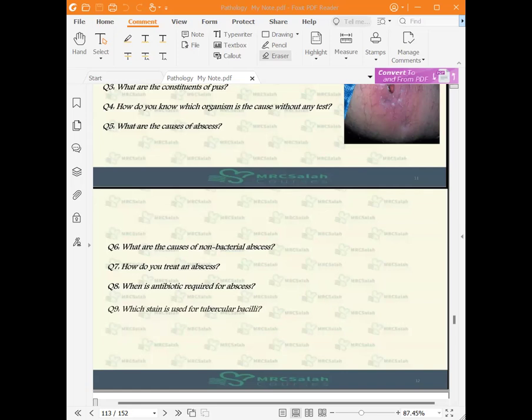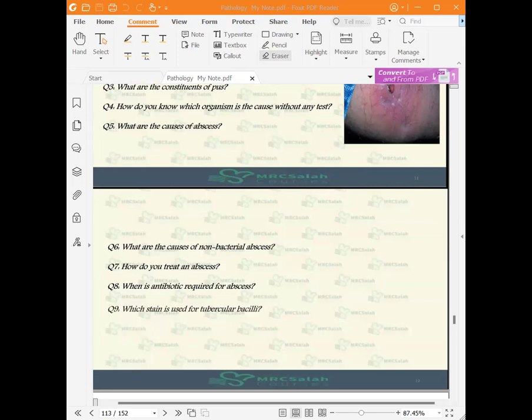Okay. I will take the patient to the operation theater with aseptic precaution. I will do incision and drainage, and start antibiotic according to culture and sensitivity and according to hospital policy, after discussion with the microbiologist. Okay.